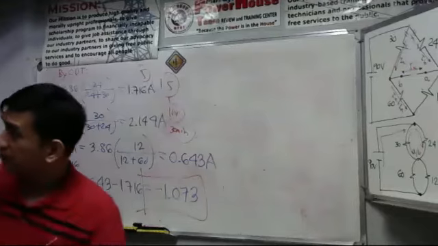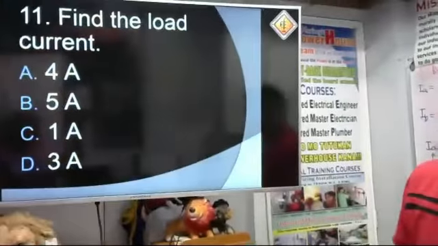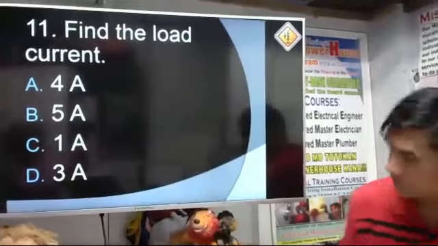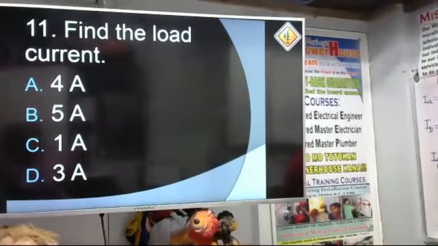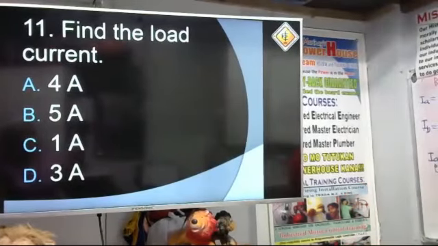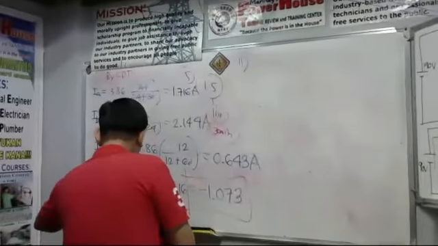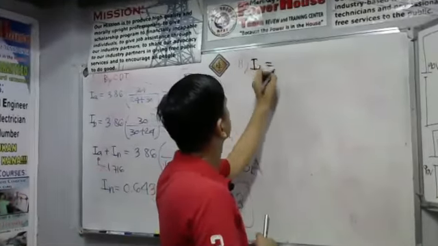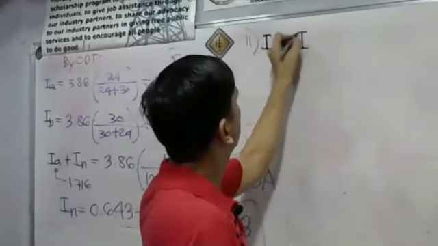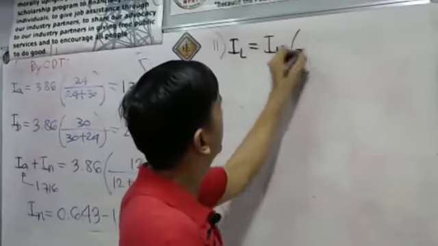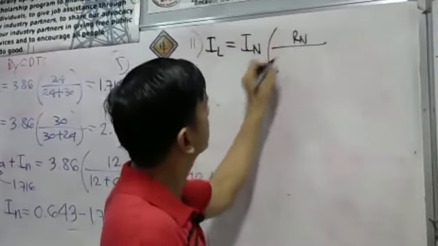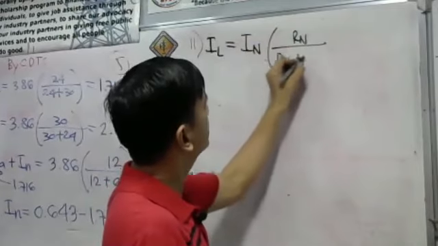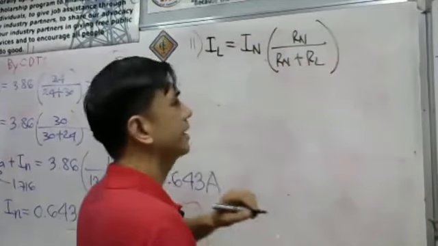Okay. We have some follow-up questions, by the way. Find the load current for number 11. Again, for the load current, I will go directly, guys, with the formula. IL is equal to what? IN, multiplied by RN, over RN plus RL. Okay?